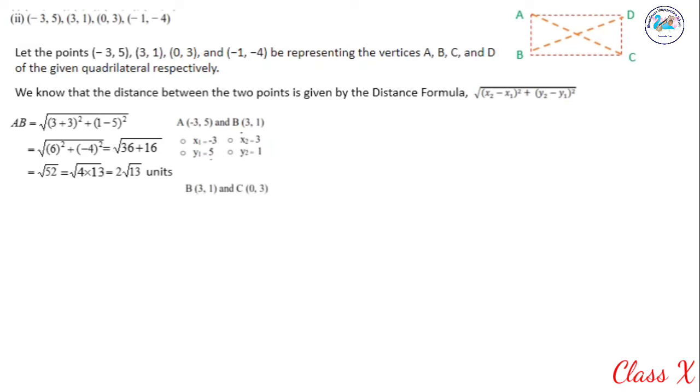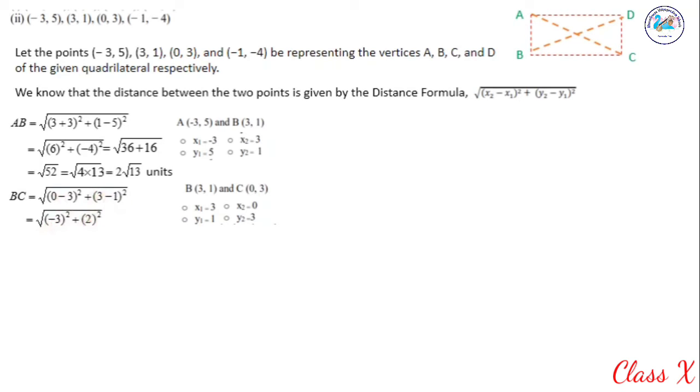Next we have to go for calculating the length of BC. For that, write down B and C. Then we have to go for x1, y1, and next x2, y2. Calculate the length of BC by using distance formula. x2 minus x1. So x2 is 0, x1 is 3. So 0 minus 3 the whole square plus y2 minus y1. y2 is 3, y1 is 1. So 3 minus 1 the whole square. Calculation part. 0 minus 3 is minus 3.